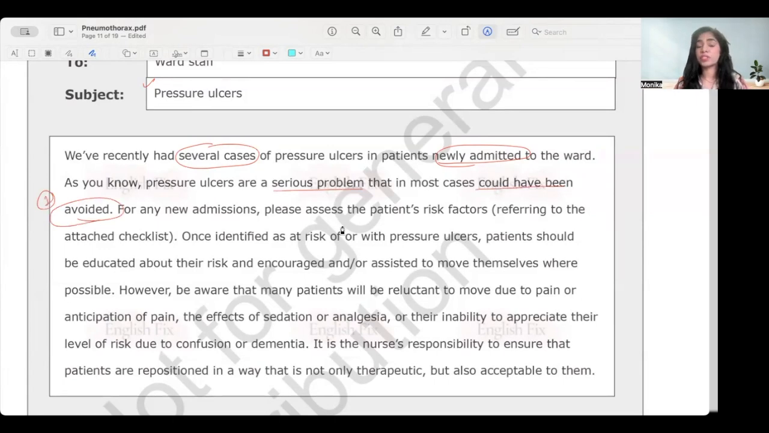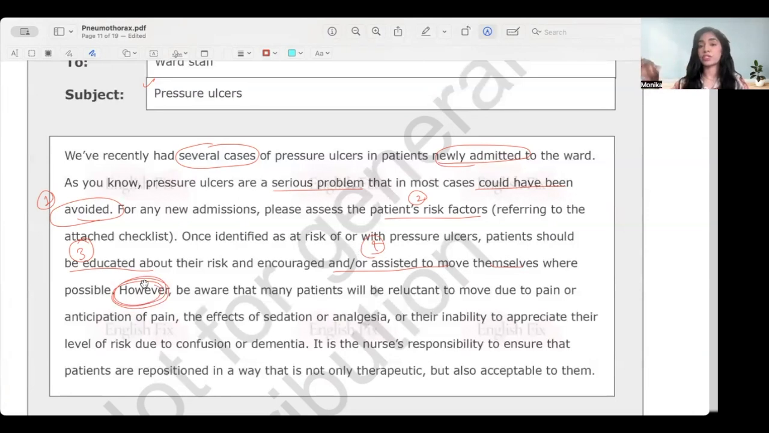And for any new admissions, please assess the patient's risk factors, and so on. So they want me to assess the risk factors. Once identified at risk of pressure ulcer, the patient should be educated. So they should be educated as well. That's the third thing I'm finding out. Encouraged or assisted to move themselves where possible. Okay, themselves, if educated, and moving if it is possible.